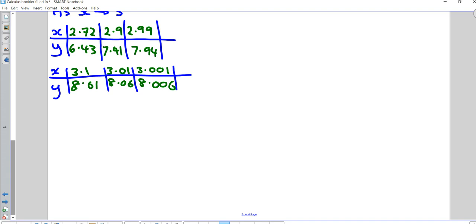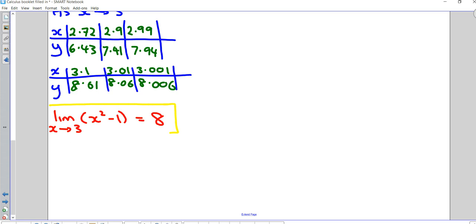So we say the limit as x approaches 3 of this function, x squared minus 1, equals 8. Which, as I said, might seem totally pointless, like it's so obvious. From the left and right, it's getting closer and closer to 8.